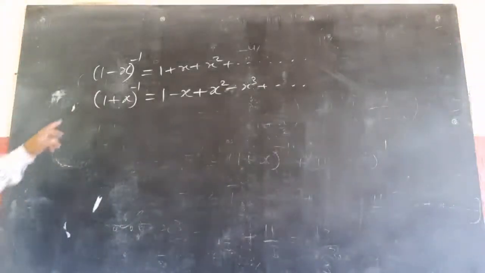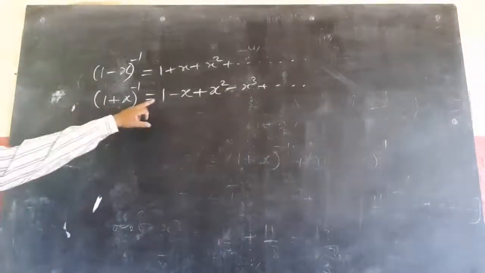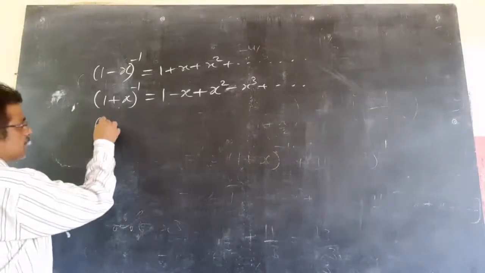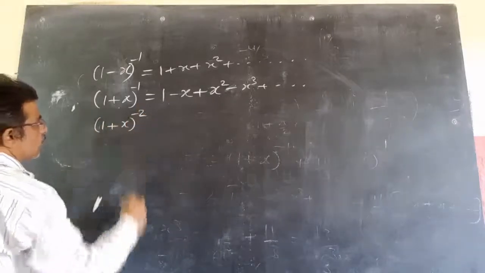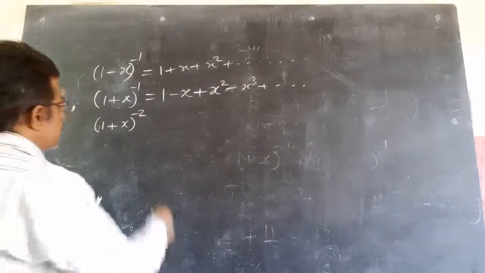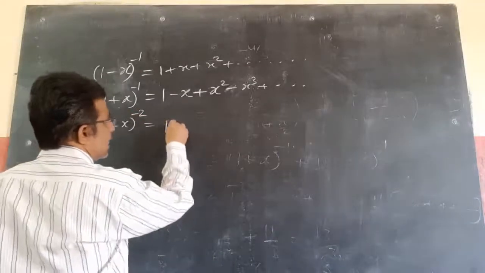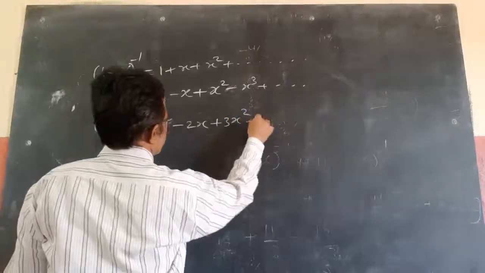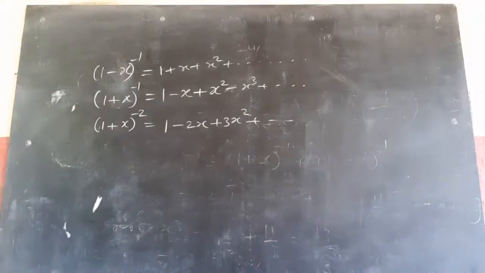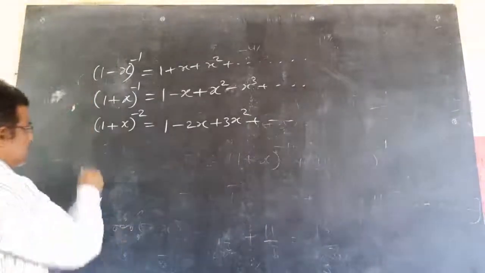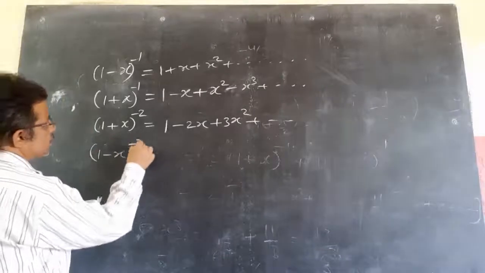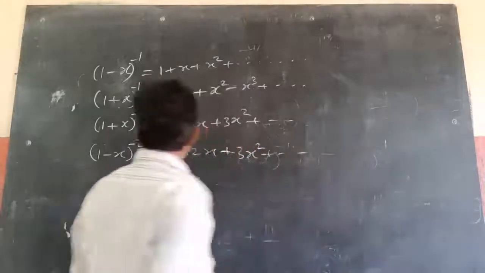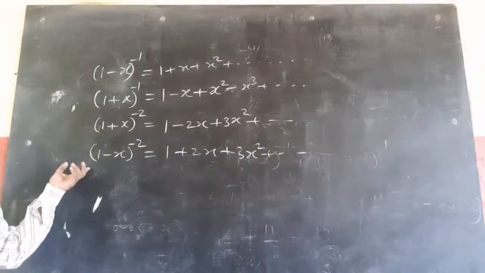If I want (1 plus x) to the power minus 2, then I need to take the derivative of this as usual. The derivative of 1 is 0, of x is 1, of x square is 2x, of x cube is 3x square and so on. The minus signs cancel. So (1 minus x) to the power minus 2 is 1 plus 2x plus 3x square and so on till infinity. Like this, we can write the (1 minus x) to the power minus n formula also.